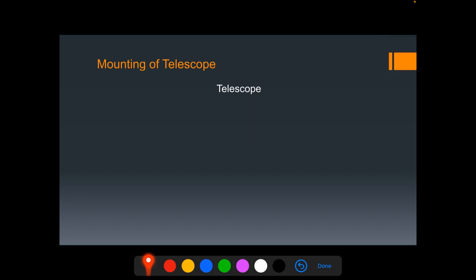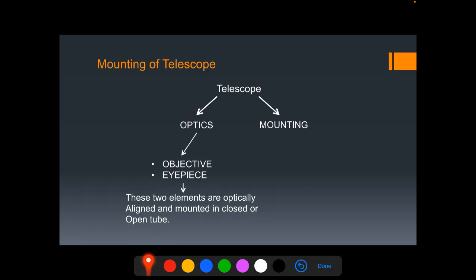Now again, telescopes have two main parts, that is the optics of the telescope and the mounting of the telescope. Optics we have studied, it has an objective and an eyepiece. Depending upon the objective, different types of telescopes are there, and these two things are aligned or mounted in a closed or open tube. Now there are two different types of mountings. One is called an equatorial mounting, and the second one is called an azimuthal mounting or alt-azimuthal mounting. So we'll see what these two types of mountings are and how the telescope is mounted in these two types.